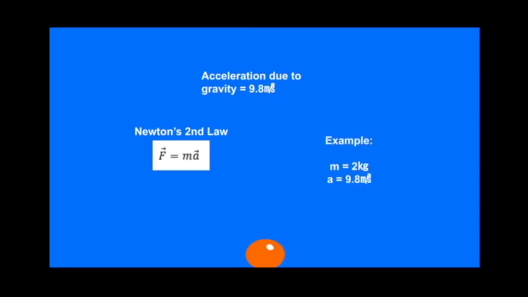Let's do a quick example problem where the mass is 2 kilograms and the acceleration is the acceleration due to gravity at 9.8 meters per second squared. We plug these values into the equation and we get the force, which is 19.6 newtons of force created.